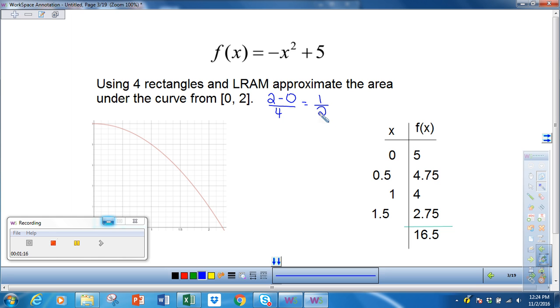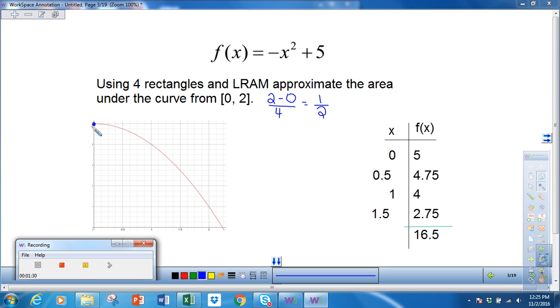So if I'm doing a left-hand Riemann sum, what I want to do is go to the leftmost part of this curve. This is the curve of negative x squared plus 5. Starting at the leftmost part of this curve, I am going to draw a rectangle to a half. And yes, I cannot draw a straight line, sorry. Just imagine that that's a straight line.